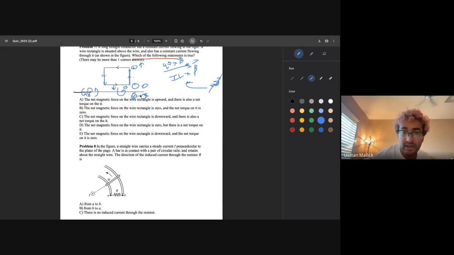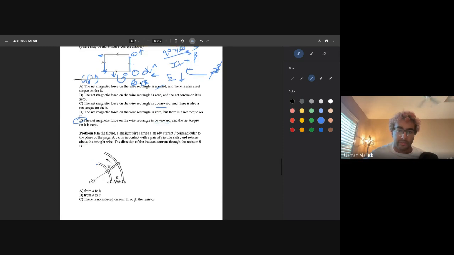So we know that because this is closer, the magnetic field strength is going to be greater. So the force down is going to be greater than the force up. So the net force is going to be downwards. And since the force isn't coming in or out of the page, there's no torque. All right, let's see. The magnetic force should be pointing downward, and the net torque should be 0. So the answer is going to be E.